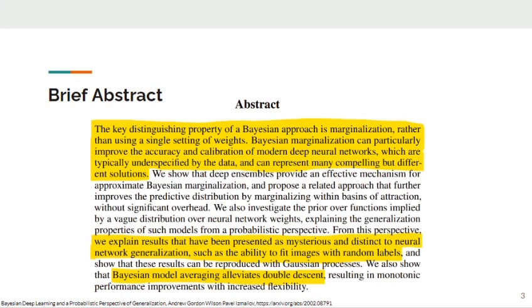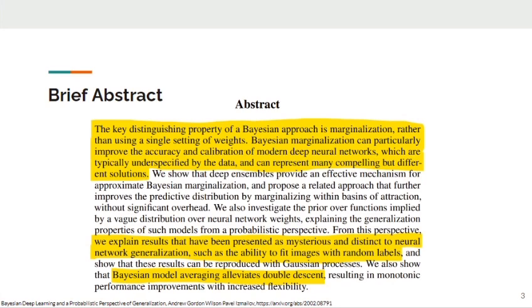The abstract of the article reveals different key points and focus areas of the work. I highlighted them in yellow, and these are: 1. The key distinguishing property of a Bayesian approach is marginalization, rather than using a single setting of weights. Bayesian marginalization can particularly improve the accuracy and calibration of modern deep neural networks, which are typically underspecified by the data and can represent many compelling but different solutions.